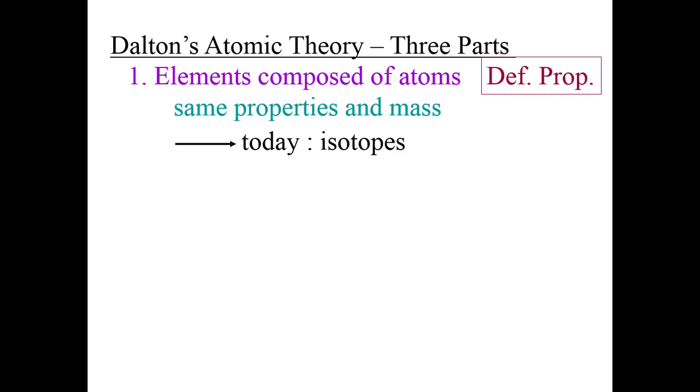There are isotopes of elements that have different masses. Thus, heavy water, which contains deuterium, a heavier isotope of hydrogen, is different from regular water. We'll look at isotopes later.